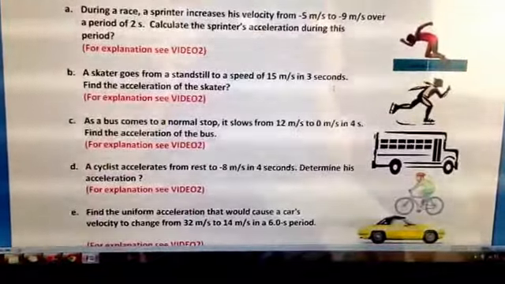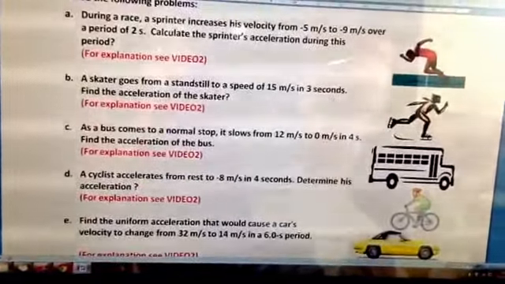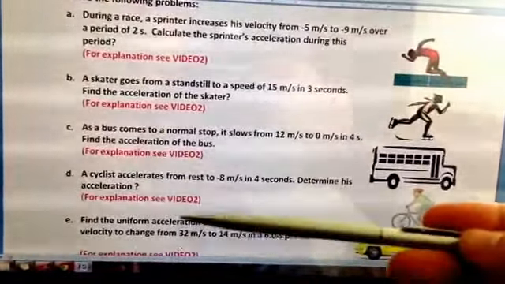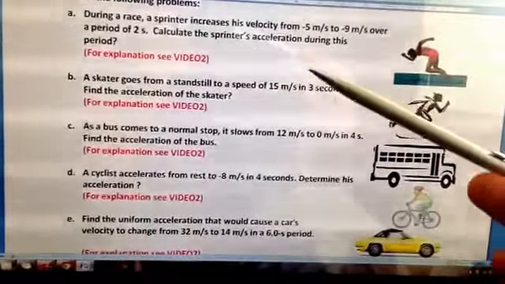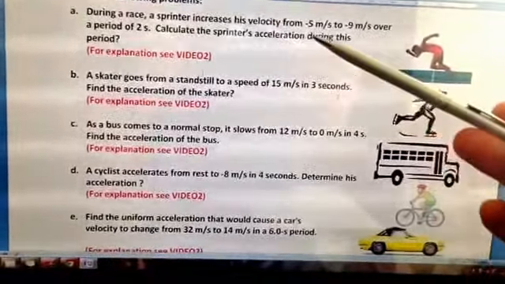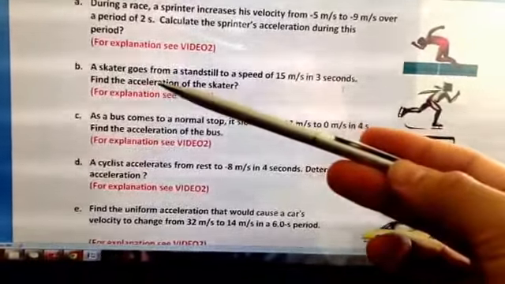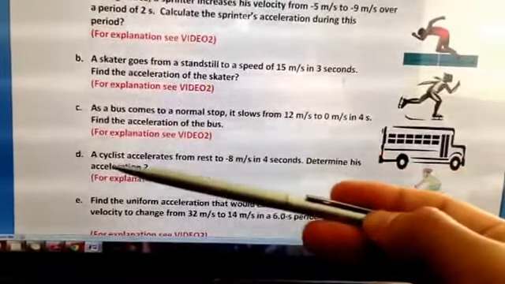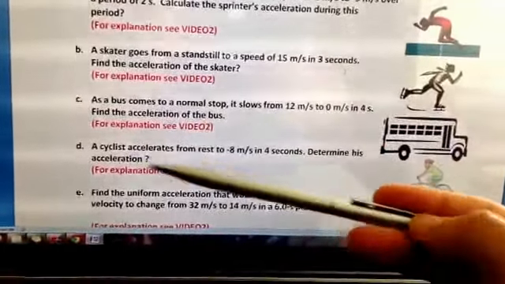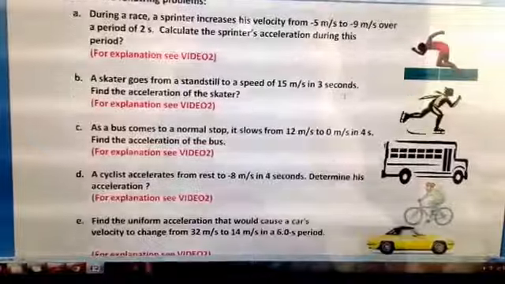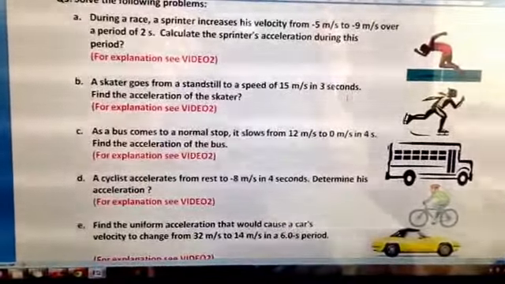So the next type of question we have here is all about acceleration. Okay, we have some standard problems to calculate the acceleration. This question here is saying find the acceleration, determine his acceleration. So all these questions require the same formula.